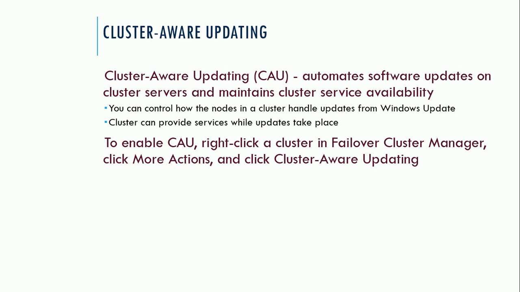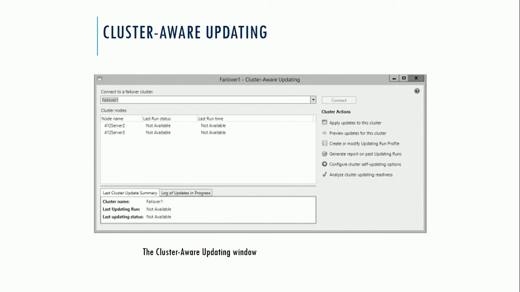So to enable CAU, you're going to right-click on the cluster in the Failover Cluster Manager, go to More Actions, and then click Cluster-Aware Updating. And then it should be able to do Windows updates for you, and this is what it's going to look like.